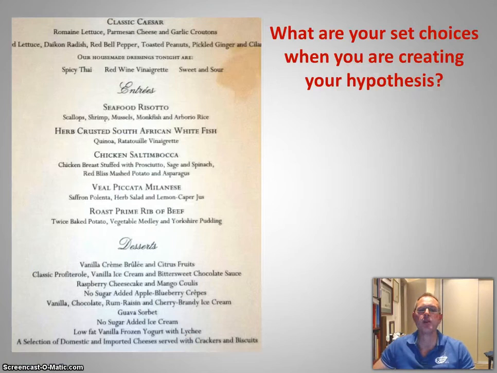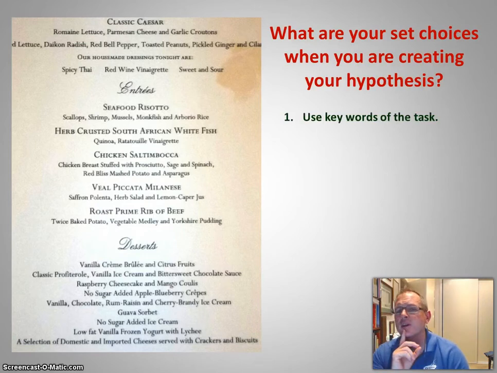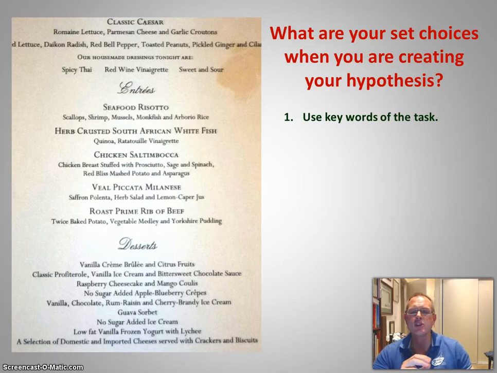So let's have a little bit of a look at what your set choices are when you're trying to create a hypothesis, because we've said there are some elements that need to be there. Firstly, you know you need to use the key words of the task. So they're part of your menu. Make a list of those words that you need to use that are in your set task.